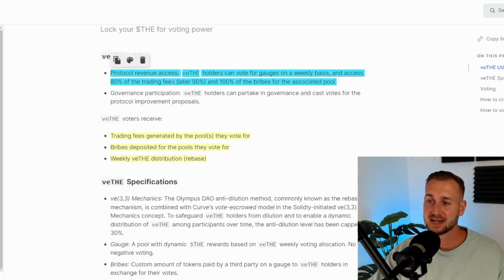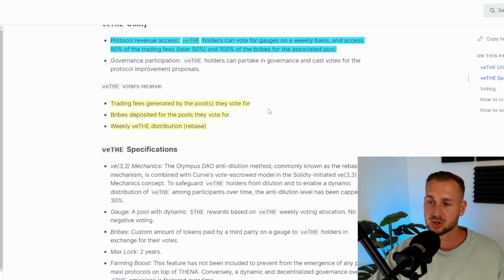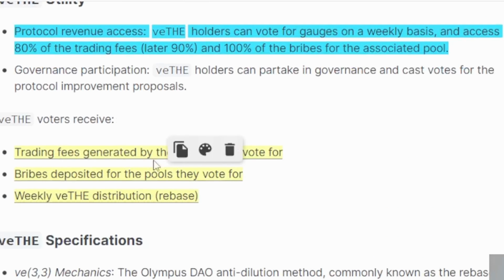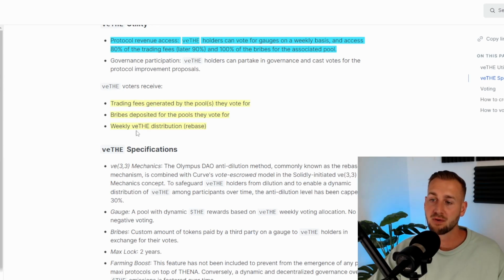80% of the trading fees, later up to 90% of trading fees, go back to those veTHE voters, and 100% of the bribes for that associated pool do come to veTHE holders as well. So those two income streams: voters receive trading fees, bribes, and a weekly veTHE distribution, a rebase. So if you lock your THE for veTHE, you will get a weekly rebase.